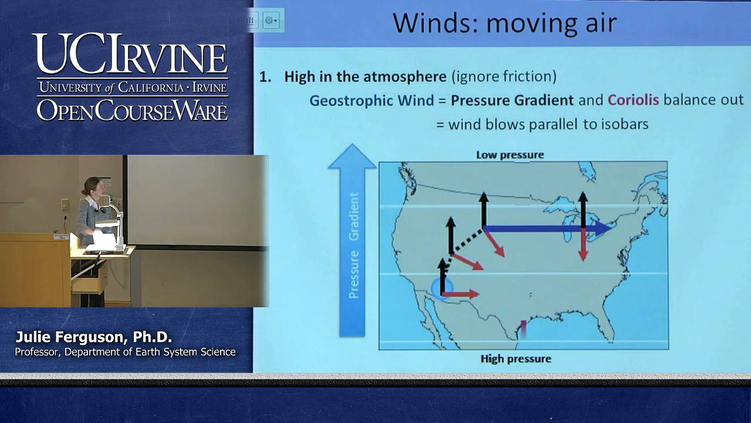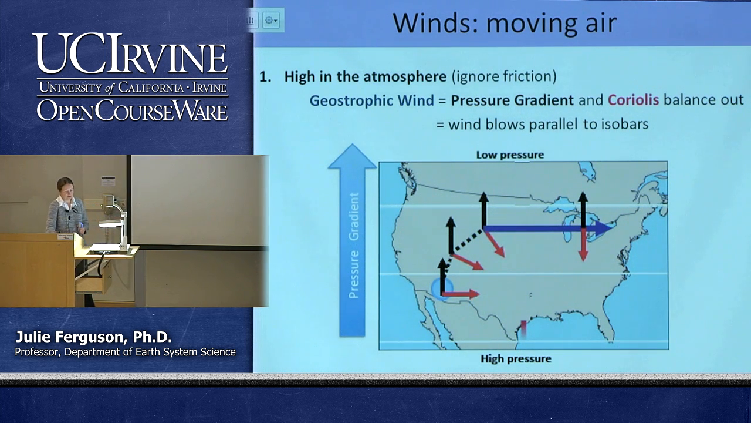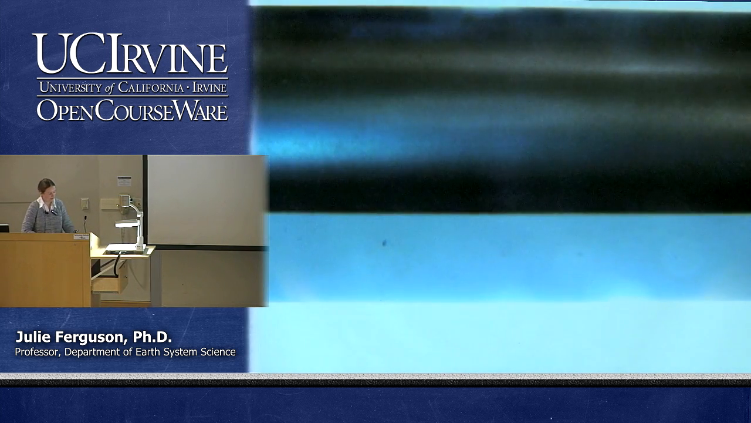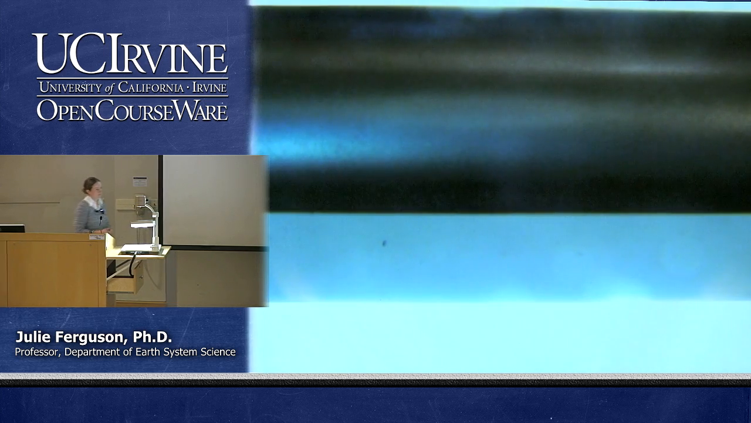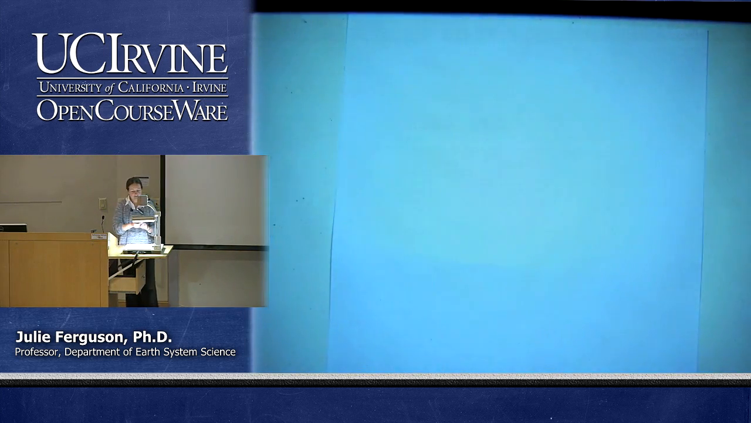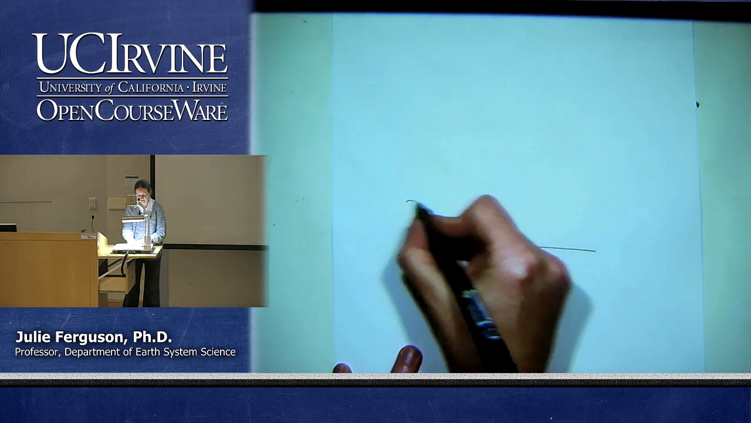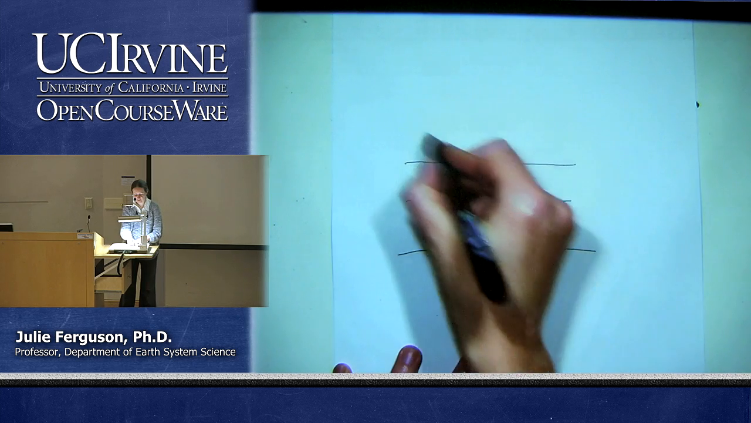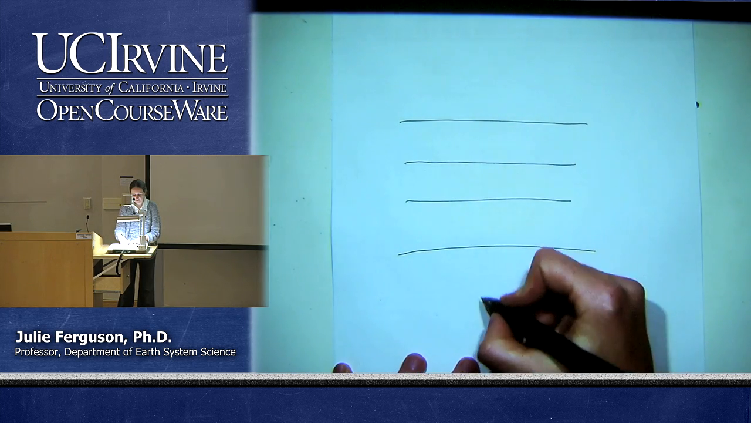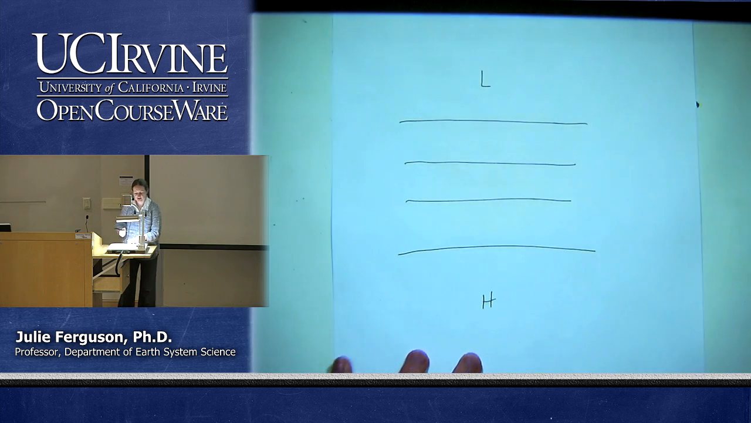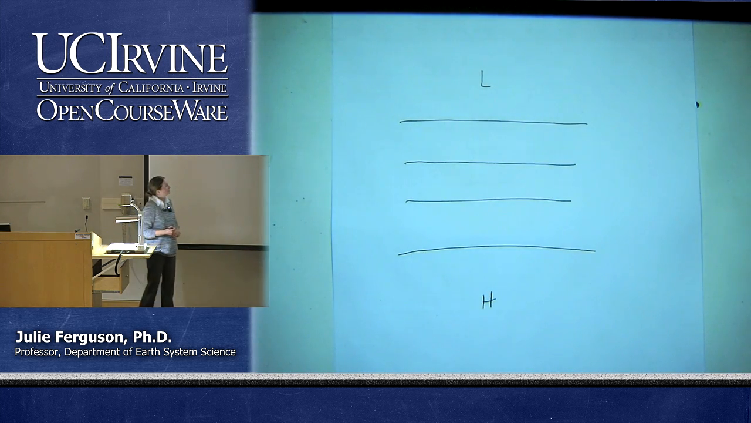Okay, so I'm going to switch to my little diagram here, and we're just basically going to draw this diagram, but bit by bit. So what I'm going to start off with is isobars, and they're going to be the simplest possible case. We're going to just have a whole bunch of isobars like that, and we're going to have a high pressure down here and a low pressure up there.